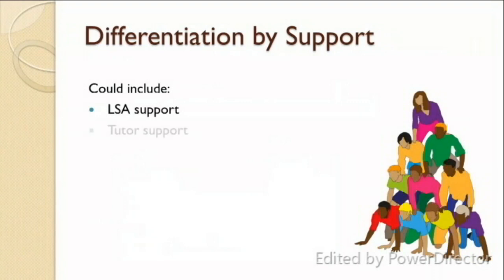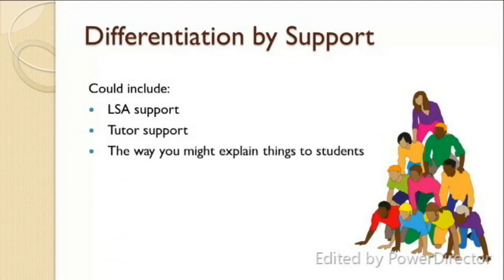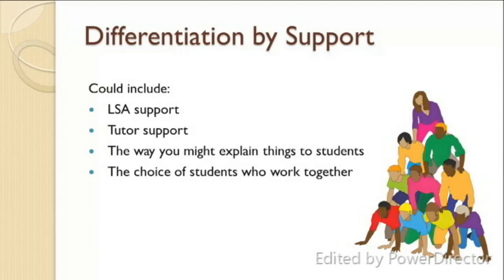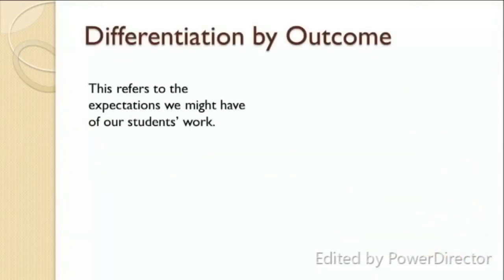Differentiation by support. We could include learning support assistants, tutor support, the way you might explain things to a student, etc. There are different ways a teacher can support a student. It is primarily the choice of the students who work together. So we put them into smaller groups. It could be peer matching, or small or large groups, depending upon various other factors which the teacher understands best. So differentiation by support is significant.